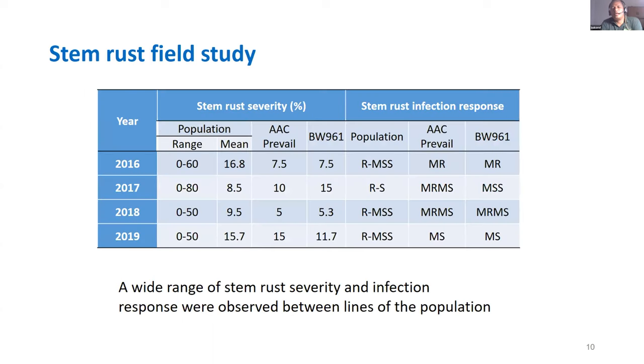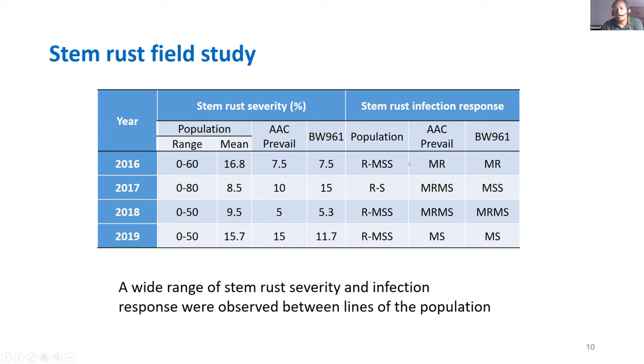The field study has shown, if you look at this table on the stem rust severity and infection response of the population across 4 years, there was a wide range of stem rust severity and infection response observed between the lines of the population. Looking at the mean of the population, the disease pressure was higher in 2016 and 2019. And the parents had shown moderate resistance in both cases.